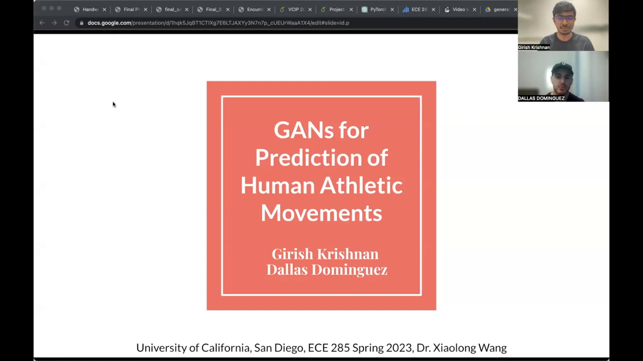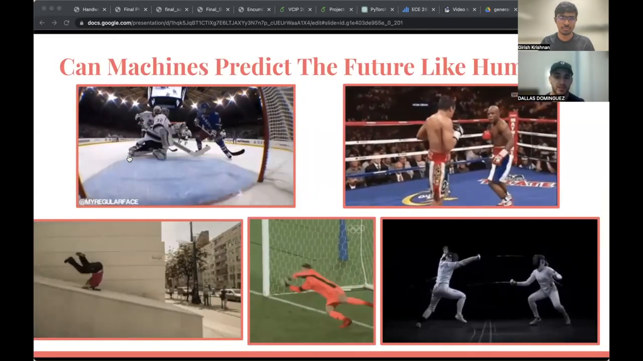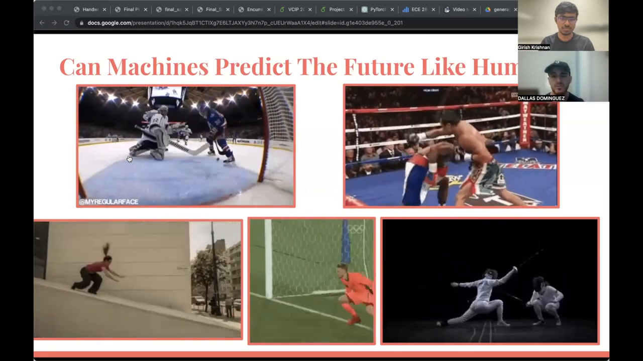Today, we're going to be discussing a topic we covered for our final report for Intro to Visual Learning that has to do with future video prediction based on past frames. The ability to predict the future based on past experience and intuition is a fundamental trait that we as humans use to survive each day.